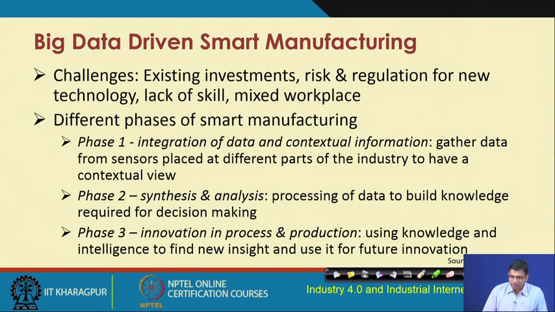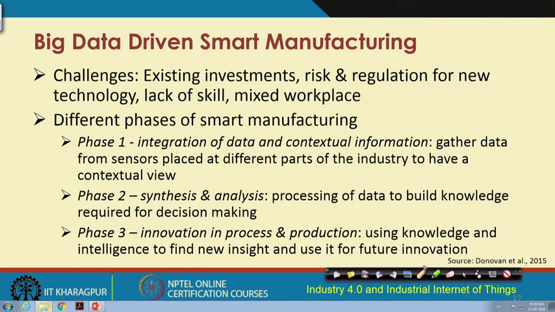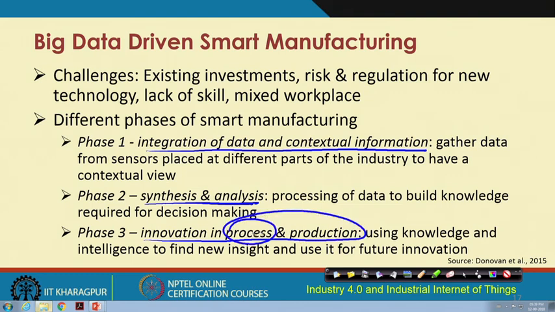So, there are different parts of the smart manufacturing system. One is the component of integration of data and contextual information. Second is the component that deals with the synthesis and analysis of the data, and the third component talks about innovation in the process and the production. So, process component and production innovation. Innovation will come through the use of knowledge and intelligence for deriving different new insights and correspondingly making different predictions which will lead to different innovations in the future.